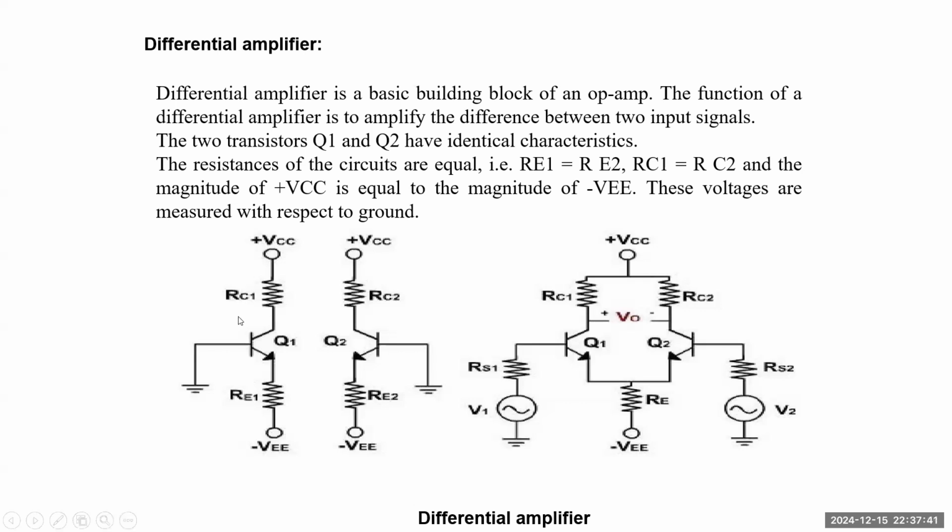Hence, we call it the difference amplifier, where the output is proportional to the difference of two input voltages. Since the main building block of the operational amplifier is the differential amplifier, the output of the op amp is also expressed as V0 is proportional to V1 minus V2.